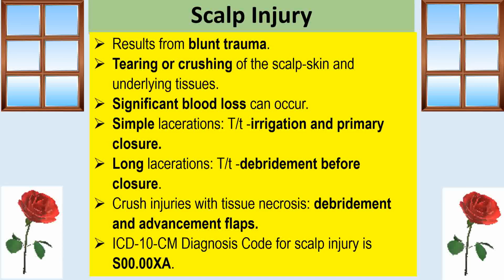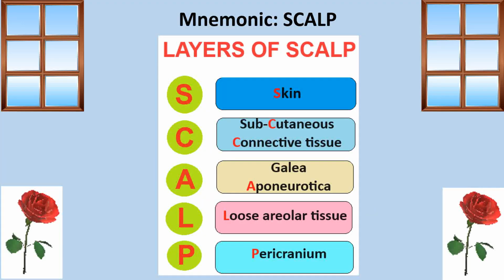Simple lacerations should be copiously irrigated and closed primarily. Long lacerations or lacerations having multiple extensions need debridement before closure. For secure closure and better hemostasis, the galea should be carefully reapproximated. Crush injuries with subsequent tissue necrosis require debridement and advancement flaps to cover the defect. The scalp is made up of 5 layers. These are skin, subcutaneous connective tissue, galea aponeurotica, loose areolar tissue, and pericranium, which is the periosteum of the skull bone.